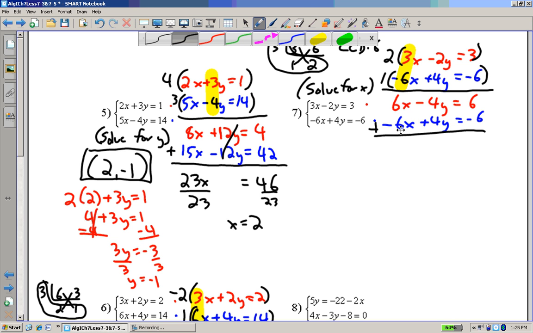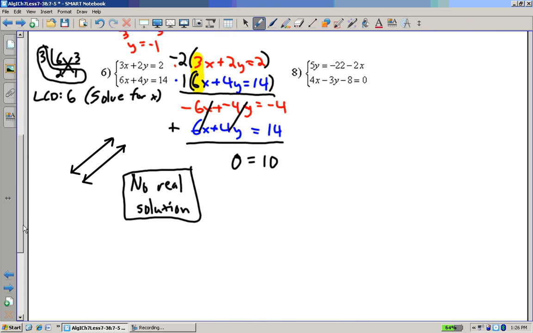6x plus negative 6x is 0. Negative 4y plus 4y is 0 as well, so we can't put nothing there. Well, I guess in a way we are, but put 0. And then 6 plus negative 6 is 0. Now, think about the last situation that we had. It was fairly similar. There were no variables, and it was a false statement. So no matter what happened, I was going to get a false statement, always.